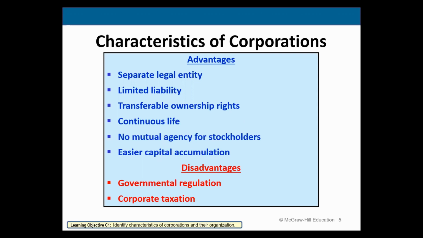But the corporation itself also is taxed. Whereas with a partnership or a sole proprietorship, those distributions are just taxed as ordinary income to their owners only.